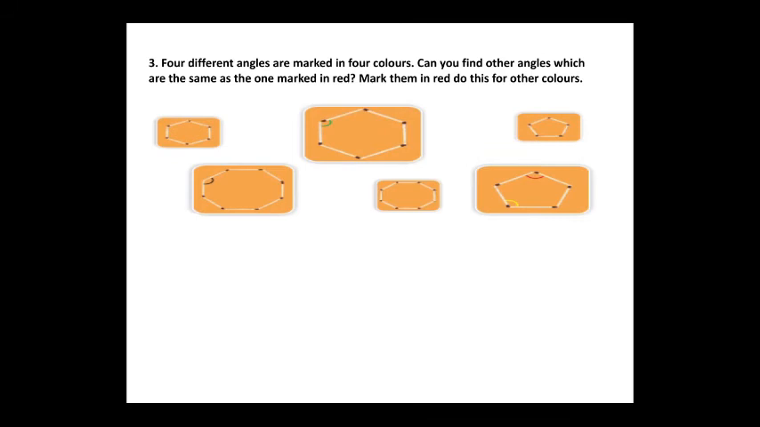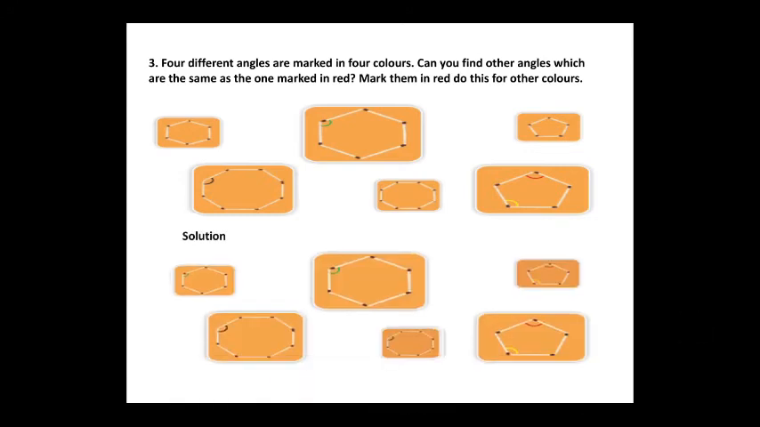So you can see the angles marked with blue color are also equal. Four different angles are marked in four colors. Can you find other angles which are the same as the one marked in red? Mark them in red. Do this for the other colors. See, the angles are marked in different colors. Can you find other angles which are the same as the one marked in red? You have to find out.